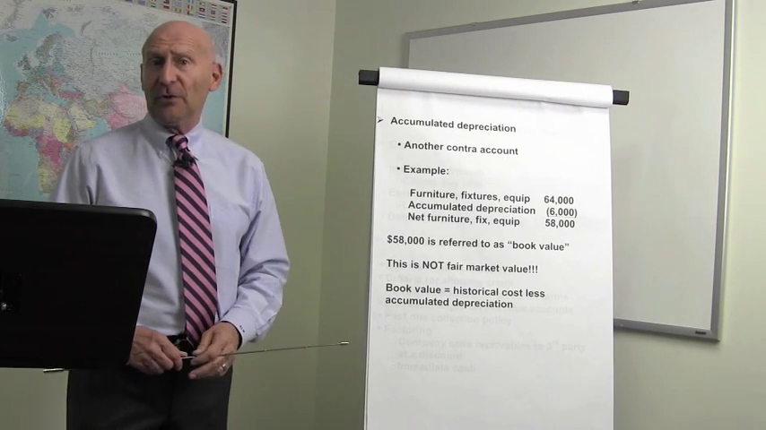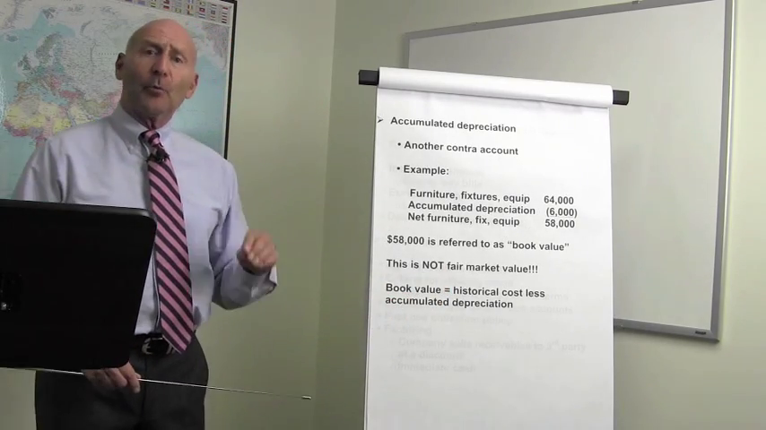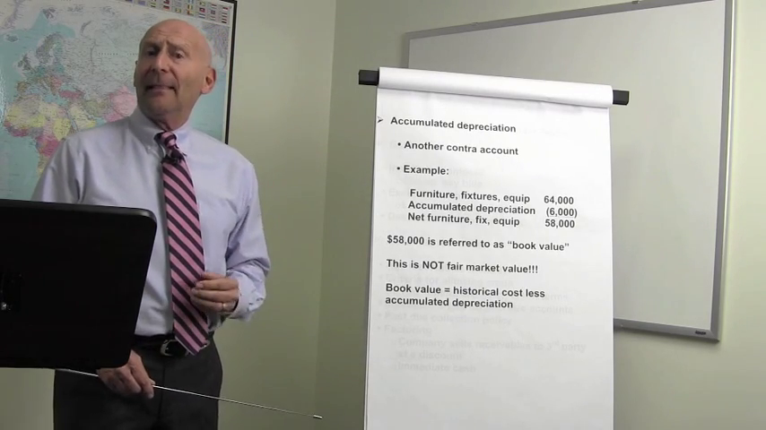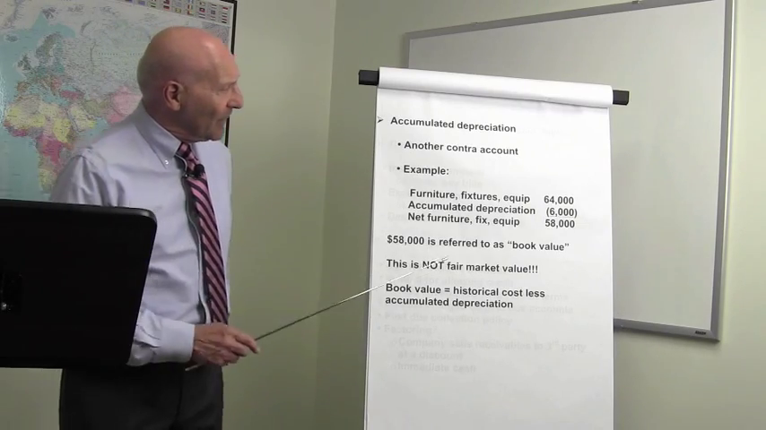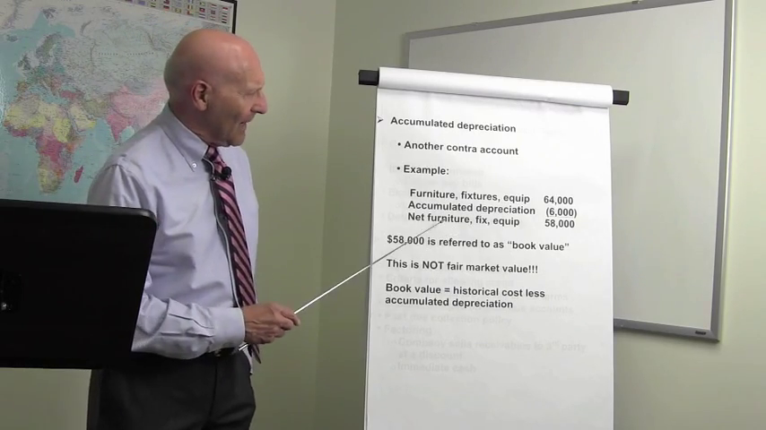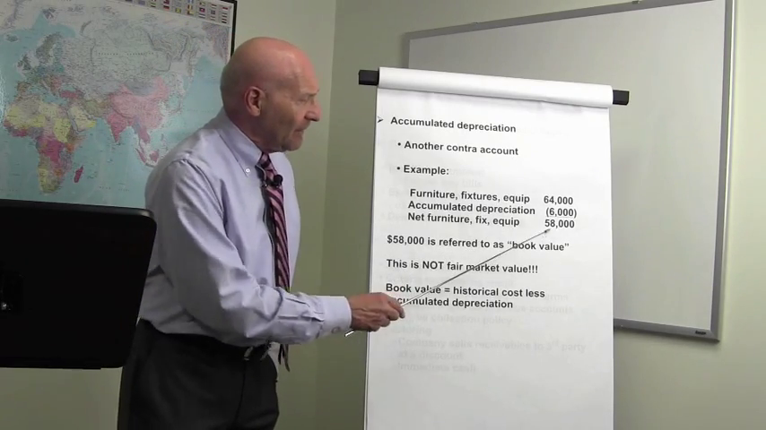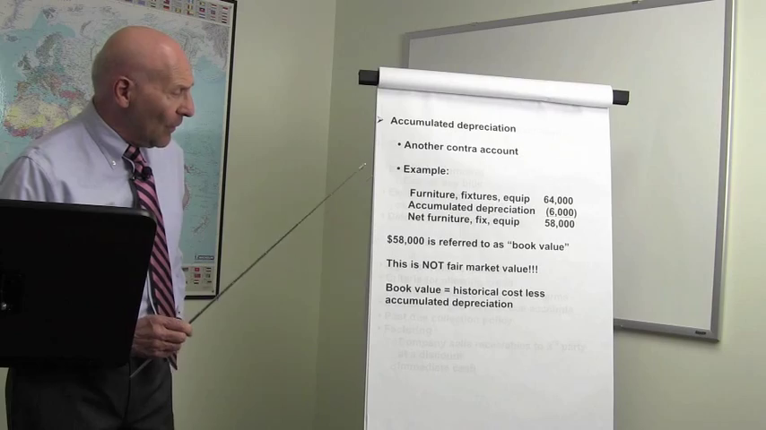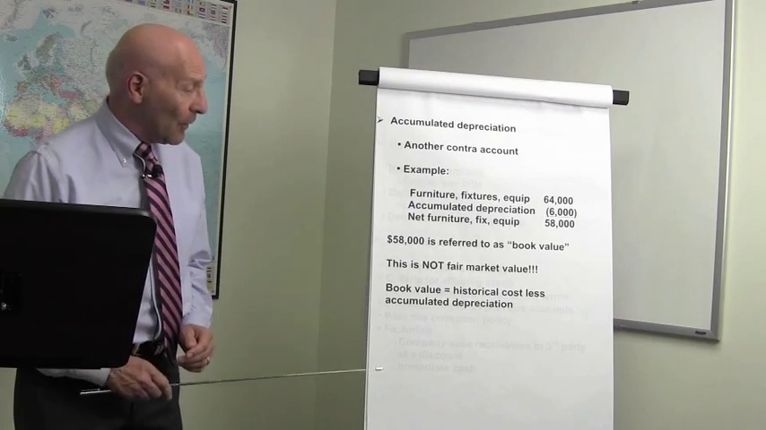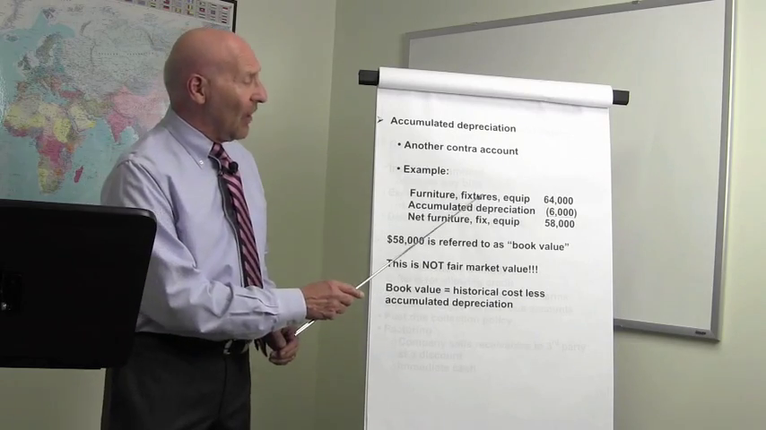And there are several different ways to depreciate an asset. Well, the accumulated depreciation is the amount of depreciation that has been accumulated over the years from the start of depreciating that particular asset. So in this example, let's say we have $64,000 of long-lived assets or long-term assets minus $6,000 of accumulated depreciation. This gives us a net figure of $58,000. Now, what is important, this $58,000 is referred to as book value. The most important thing to remember here, this is not fair market value. This is simply the cost of the assets.